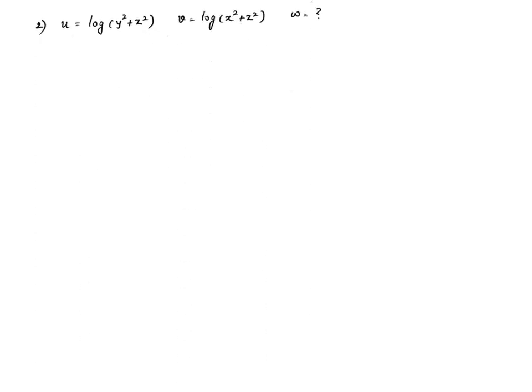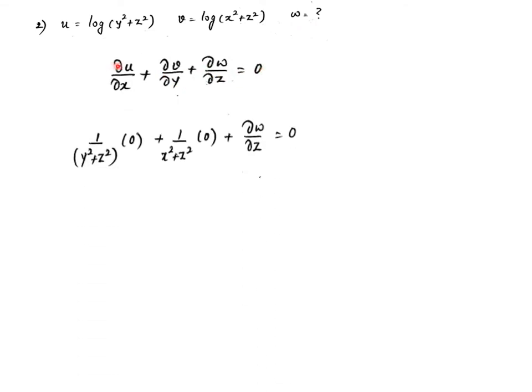You can take one more example, which is given as u equal to log of y square plus z square and v equal to log of x square plus z square. We have to find the third component, that is w. Again taking the continuity equation, dou u by dou x plus dou v by dou y plus dou w by dou z will be equal to 0. The differentiation of log of y square plus z square with respect to x is 0, since there is no x term. Then taking v, the differentiation of log of x square plus z square with respect to y is 0, since there is no y term. Therefore dou w by dou z is 0.